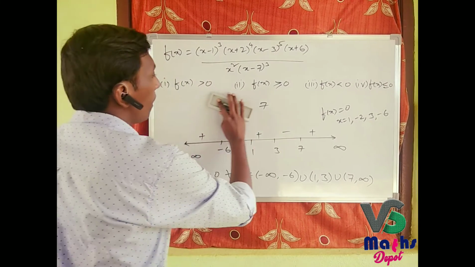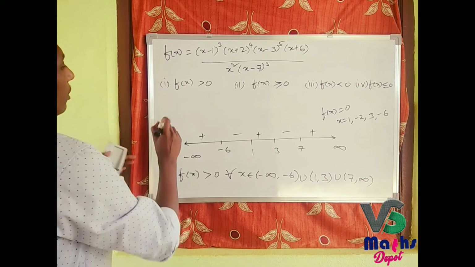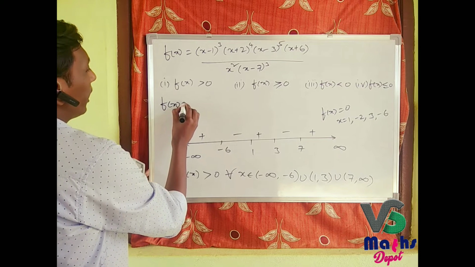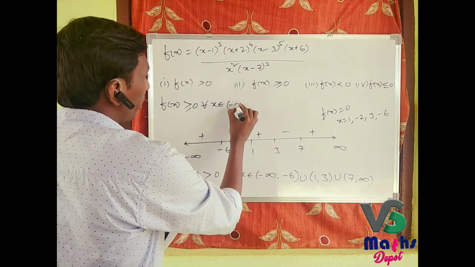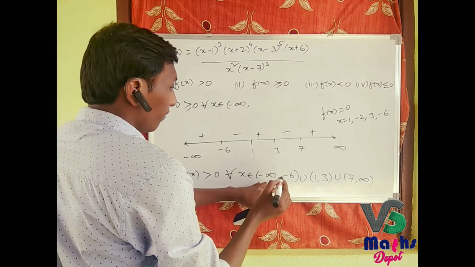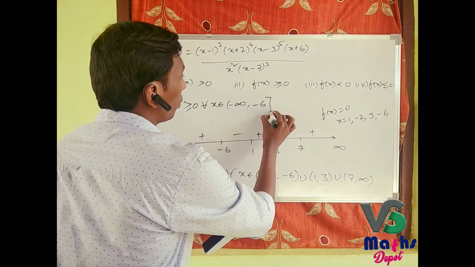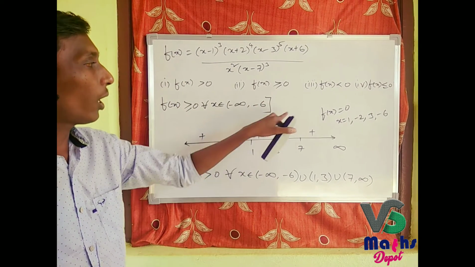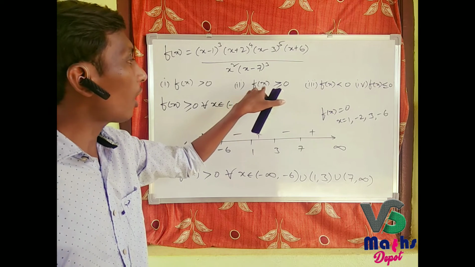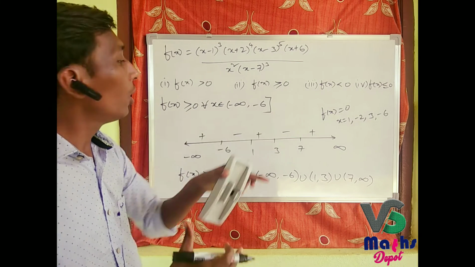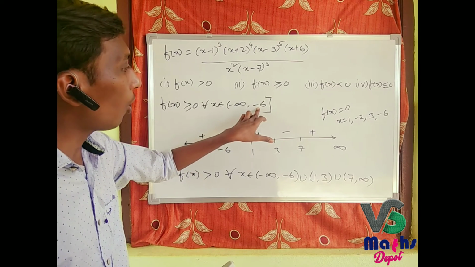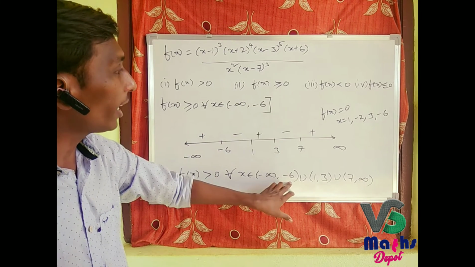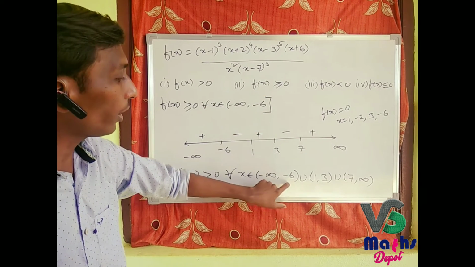Now, therefore f of x is greater than or equal to 0 for all x belongs to minus infinity to minus 6, closed. Minus 6 means we have to include the values of x where f of x is equal to 0. Therefore, we have to include minus 6 also. At minus 6, f of x is equal to 0. So, we have to include this one.